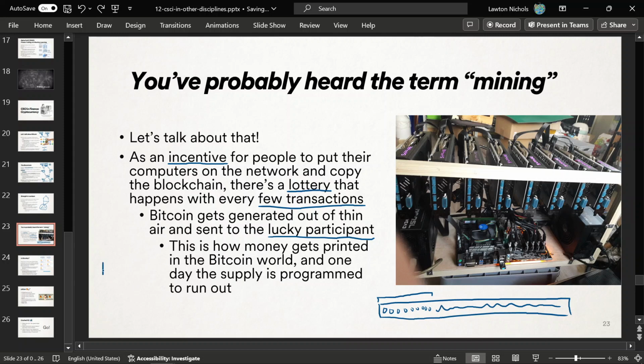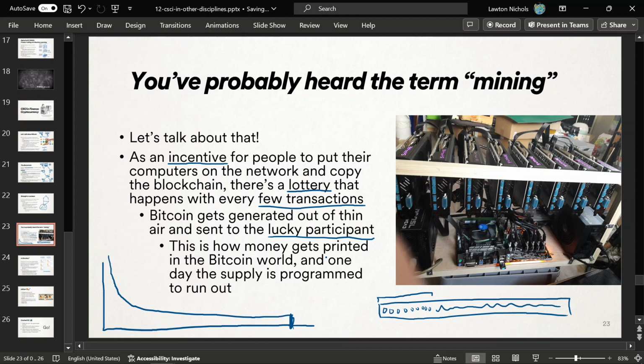And so yeah, that's how Bitcoins get made, and it is programmed into the Bitcoin network that eventually, like at the beginning of time, a lot of Bitcoins were given out per transaction, but slowly but surely, this number is going to get smaller and smaller over time. The amount of Bitcoins that you can mine gets lower and lower, and one day it's programmed to run out. You can't make any more Bitcoins with mining. That's the idea. So that's what mining is.